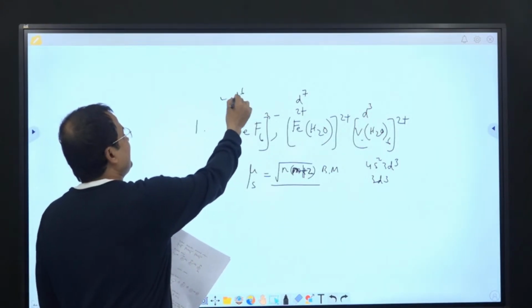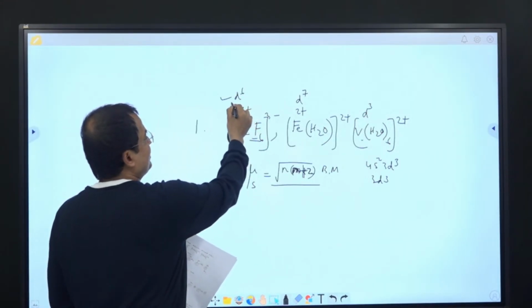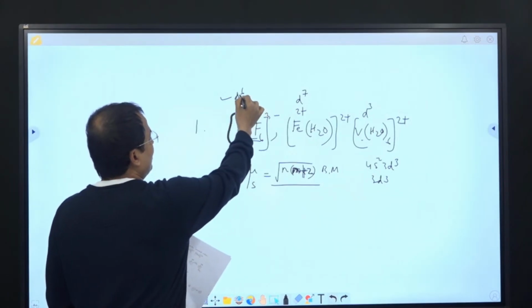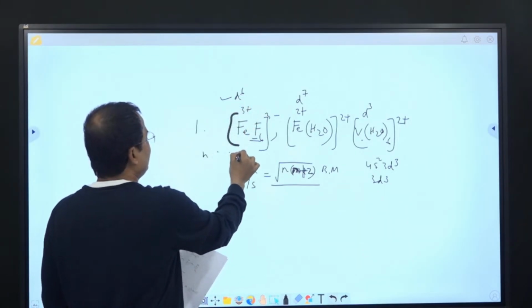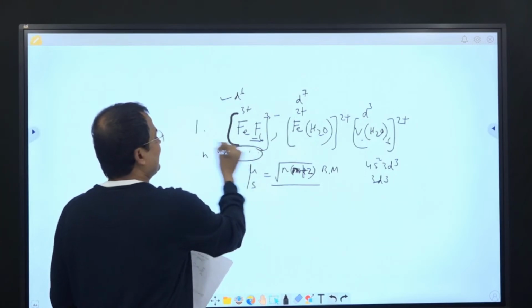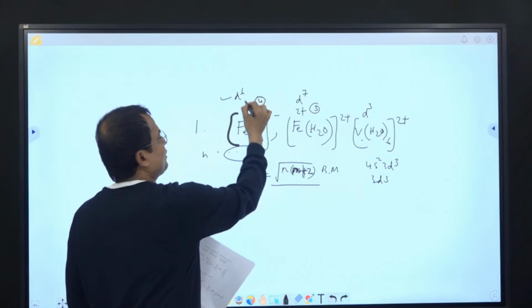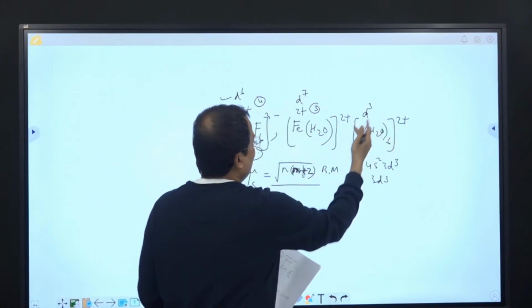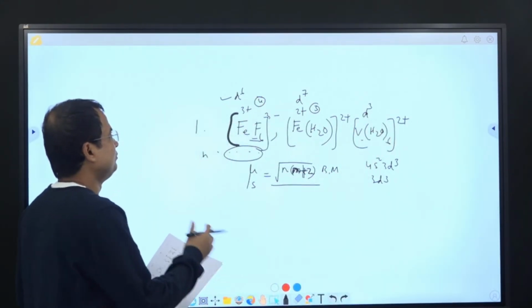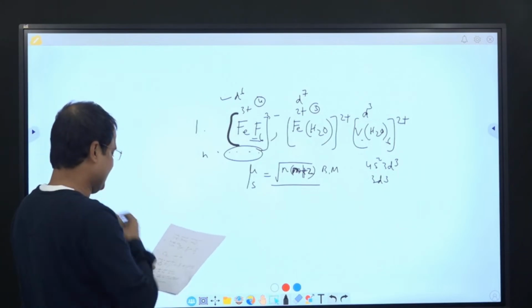As it is a weak field ligand, how many unpaired electrons will there be? Total n will be 1, 2, 3, 4, 5, so 4 unpaired electrons in the d6 system. In the d5 system there will be 5 unpaired electrons, and in d3 there will be 3 unpaired electrons. So it's a very easy question.